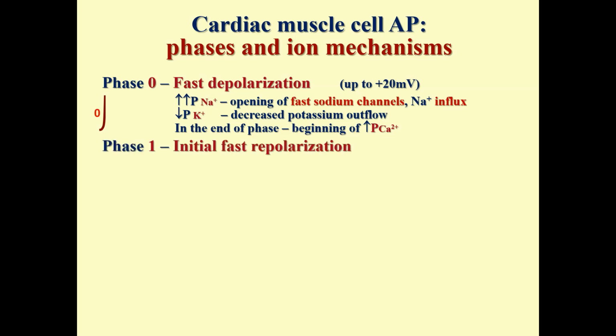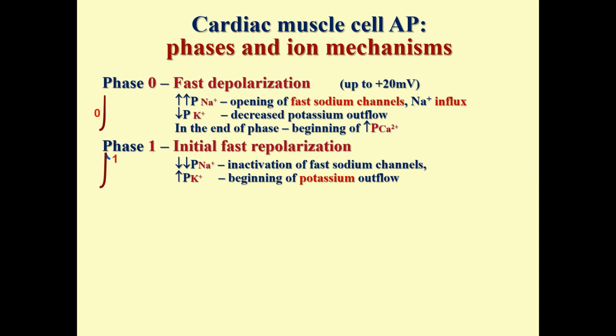Then, phase 1, initial fast repolarization. This small portion, phase number 1. Why does the previous phase stop? The stop of the previous phase is achieved by inactivation of fast sodium channels, so that the line doesn't go upward anymore. But exactly this decrease of the depolarization degree, this attempt to become repolarized, occurs due to elevation of the potassium permeability. It starts to be higher after the drop down in the fast depolarization time.